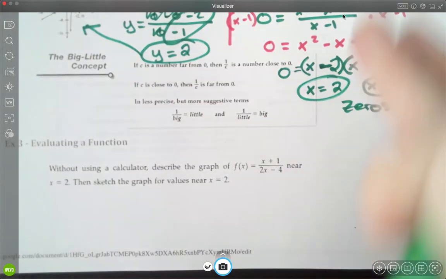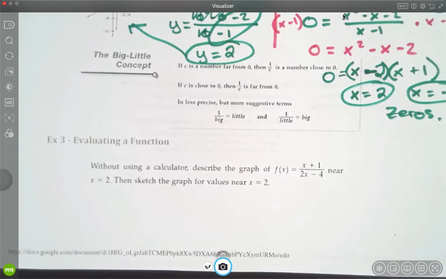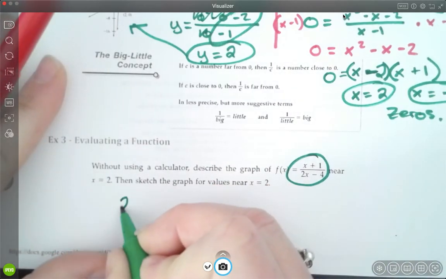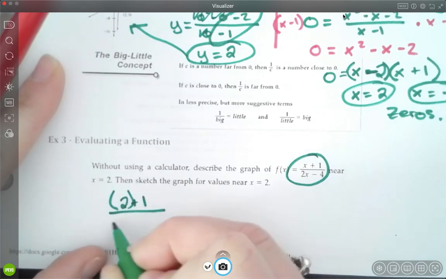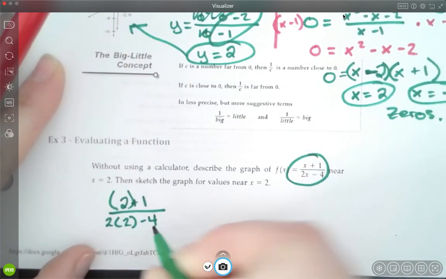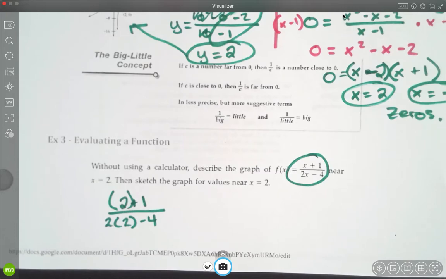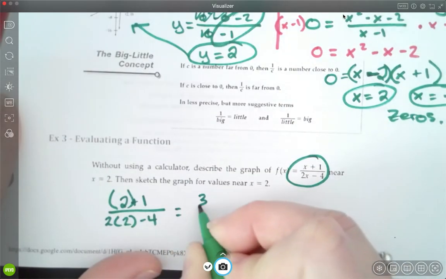Example 3. And we're going to stop a little bit after this example. Okay? Without using a calculator, describe the graph of that function, this one right here, when x equals 2. So, if we plug in x equals 2, we have 2 plus 1 over 2 times 2 minus 4. We're trying to evaluate this at 2, so we're finding the y coordinate when x is 2. So we plug 2 in and we get 3 on the top and 0 on the bottom.